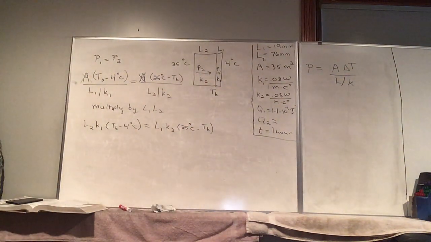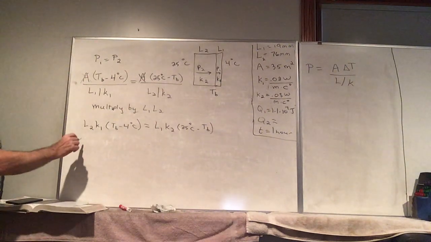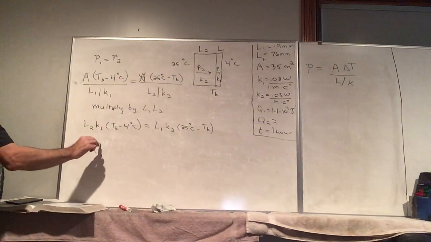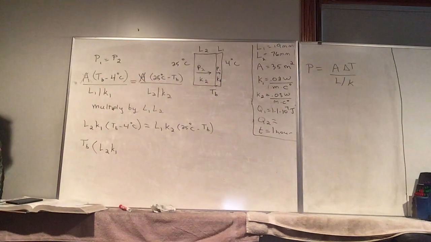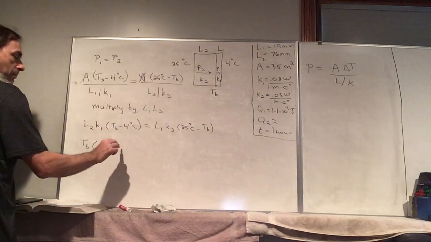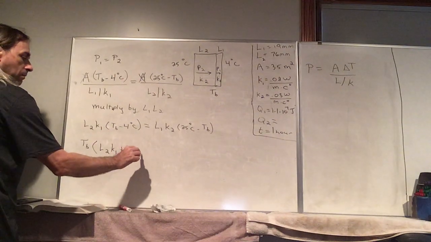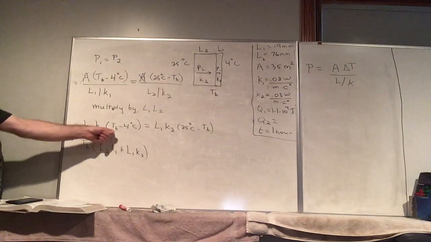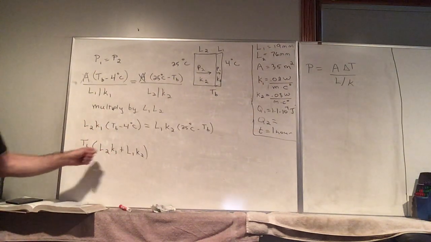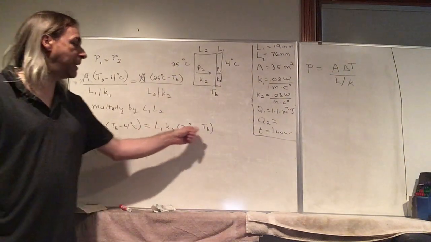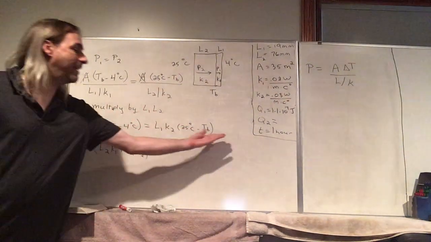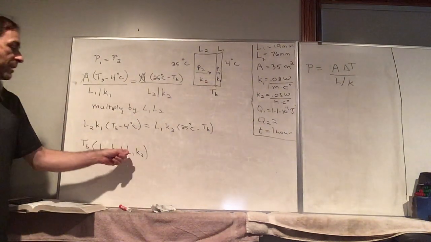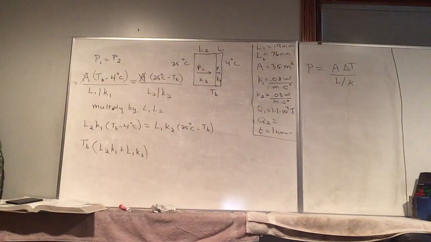Okay, and now if we distribute things, we're going to do a few steps at once. So TB, we have L2K1, and then I'm going to write plus L1K2. So basically, if we distribute this, we're going to have L2K1TB. That's this piece. Over on this side, we're going to have minus L1K2TB. So if we take that term and move it over here, it's going to be positive. Then we factor the TB out. So this is the L1K2TB.